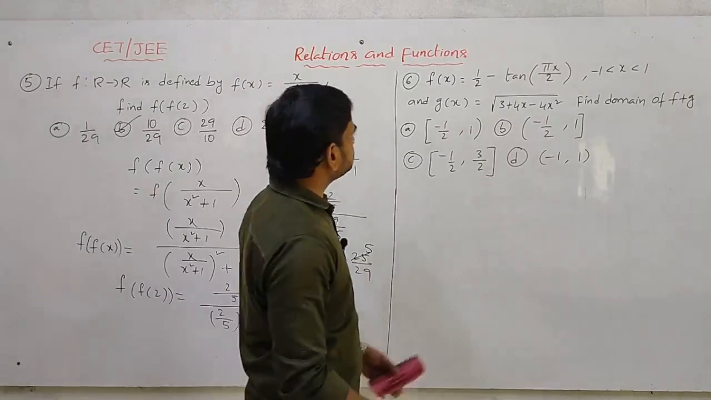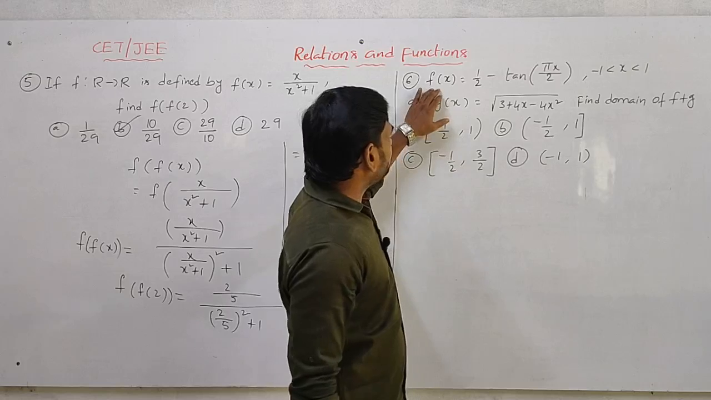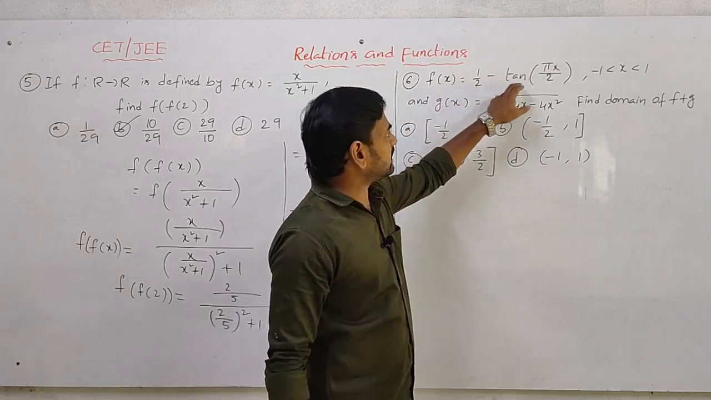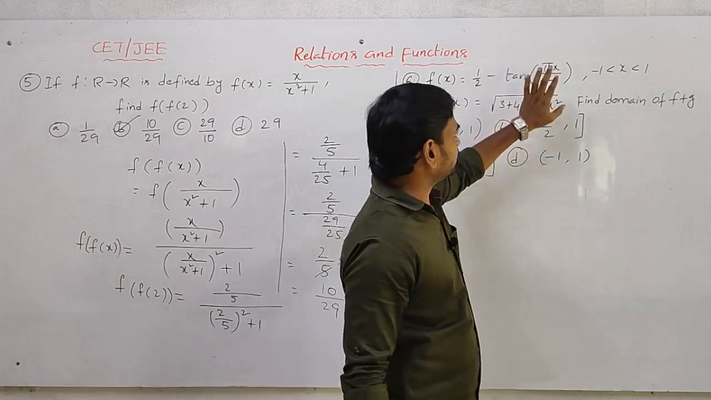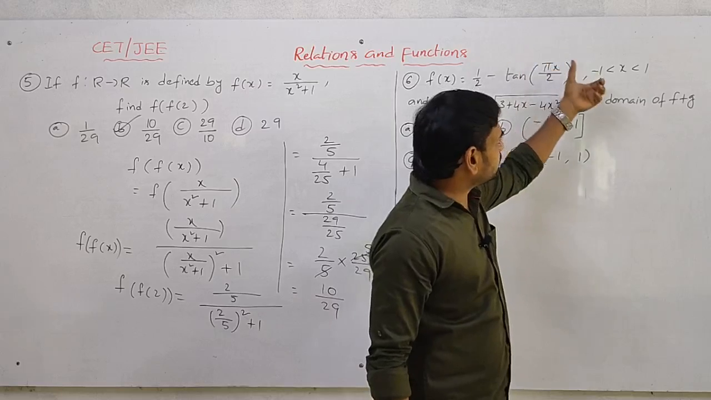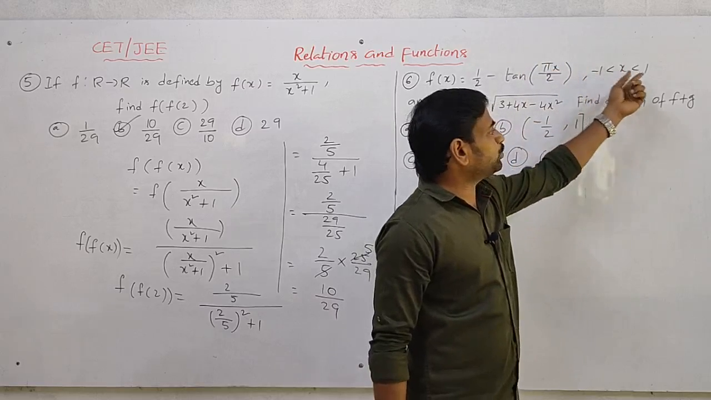Next, come to this one. F of x equal to 1 by 2 minus tan of pi x by 2. This exists in which interval? Minus 1 to 1.